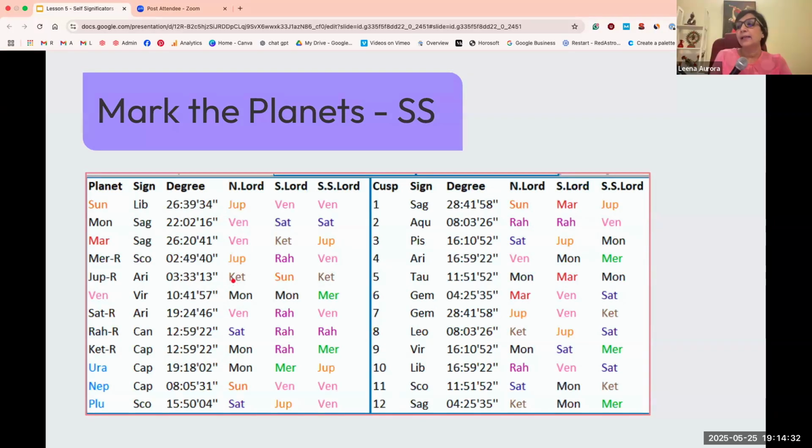Again, now next, after Ketu comes Venus. Venus is also present. Then Sun. Is Sun there? No. Sun is not there. So we will write Sun is self-significator. Just write down SS in your notebook. And underneath the SS, write down Sun. We are considering this horoscope.